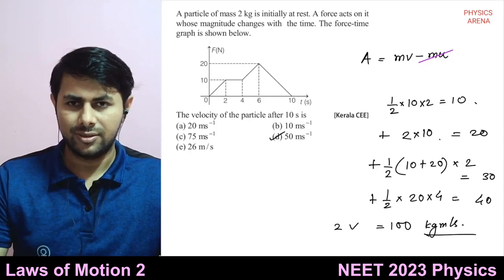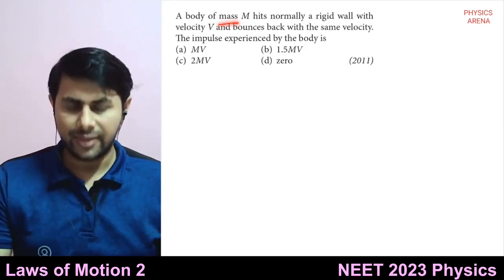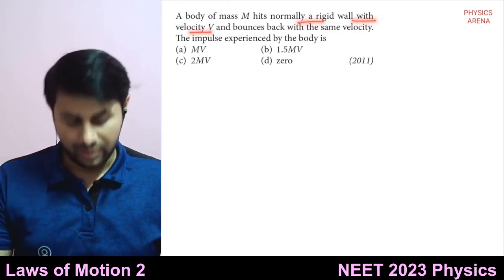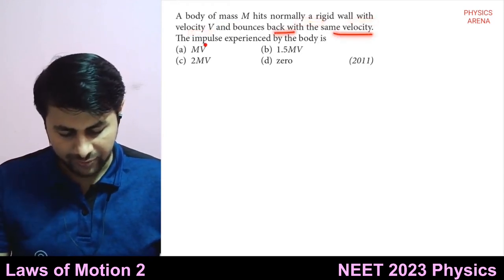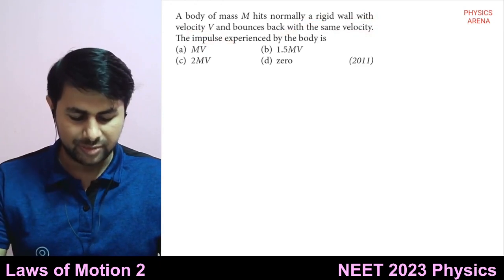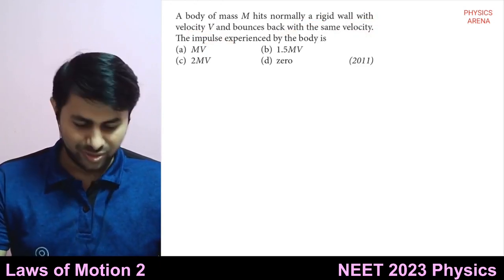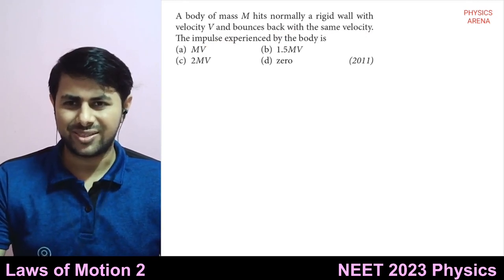A body of mass m hits normally a rigid wall with a velocity v and bounces back with the same velocity. The impulse experienced by the body is 2 mv, right? 2 mv is the answer.